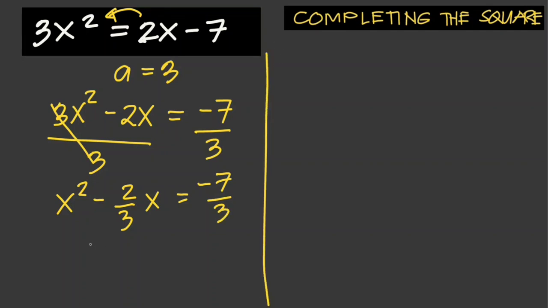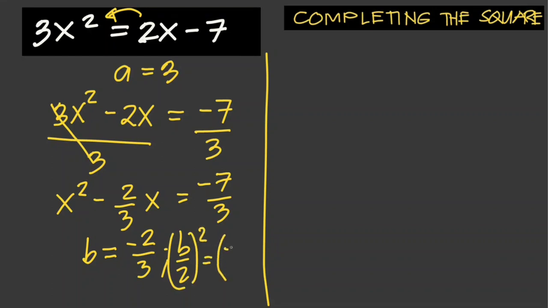Okay, and now let's solve this quadratic by completing the square. So let's identify our b first. The value of our b is negative 2/3. Therefore, our b over 2 squared, which is our c, is just equal to negative 2 over 3 over 2 squared. Okay, now let's add that expression to both sides of the equation.